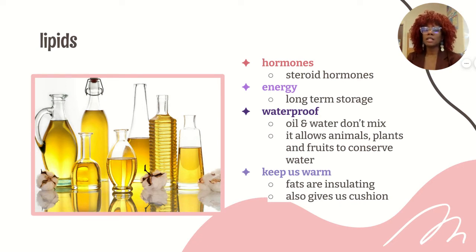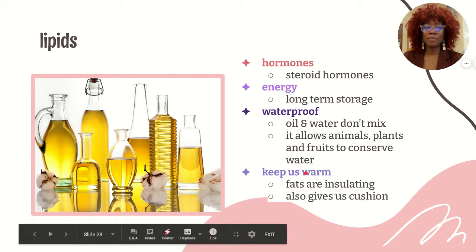Lipids are also used to waterproof certain surfaces. Oil and water, we already know they don't mix. That's why whenever you're trying to wash a greasy, oily pot, you have to use some detergent or soap. You can't just use water to clean that because oil and water don't mix. So lipids allow plants, animals, and fruits to conserve water. And of course, we already know lipids are fats, and fats are insulating. They give us cushion and keep us warm.